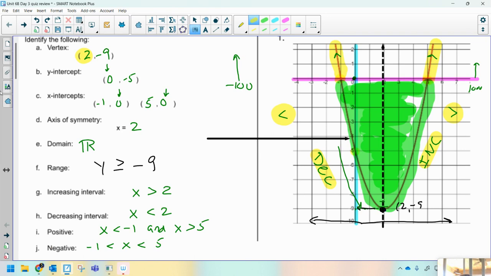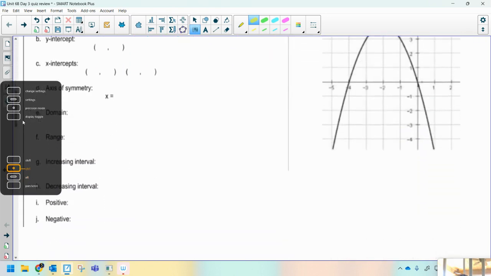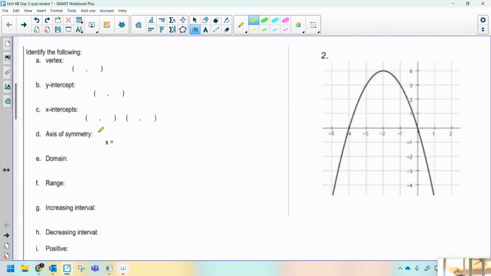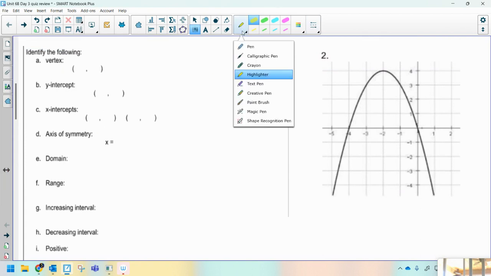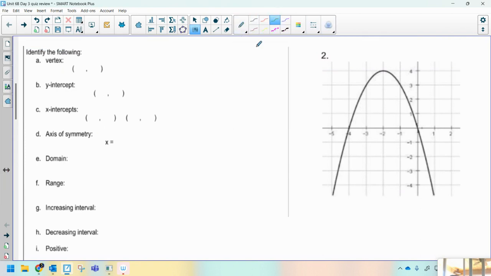All right, let's hit the next one. All right, we're looking for a vertex. I suggest you do this one by yourself and go as far as you can possibly go, and then play the video and see if you are correct. Okay, vertex. I want you to imagine where you would put a point on the vertex. The vertex is the very top or the very bottom of the hump.